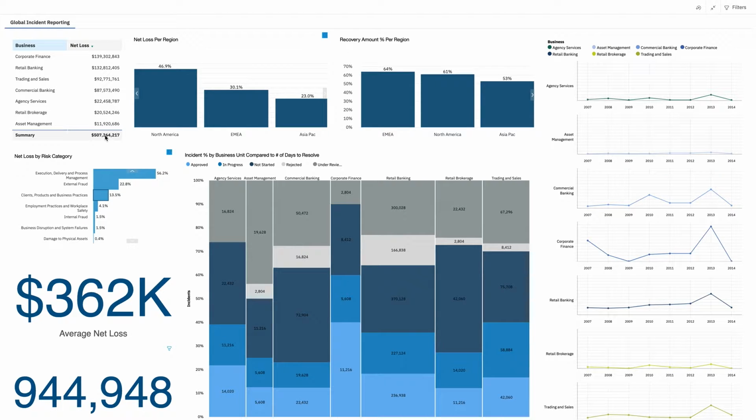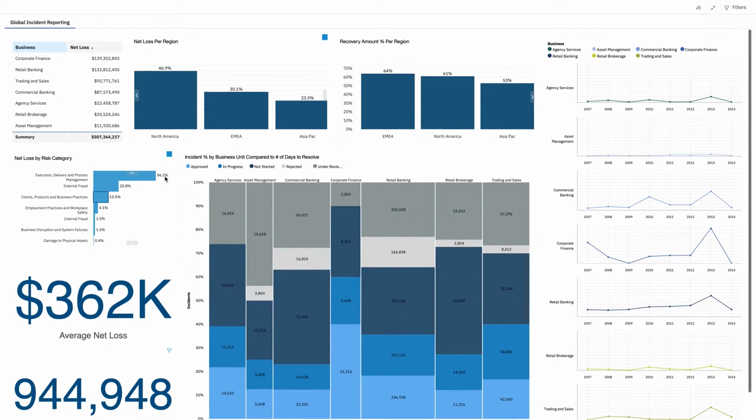You can see here at the bottom of the table that we have a running total of the entire net loss amount, which shows the company has had approximately $500 million in losses due to error and incidents over a 7-year period. Below the table, we have a bar chart that gives us insight into which risk category has accounted for what percentage of the total net loss.